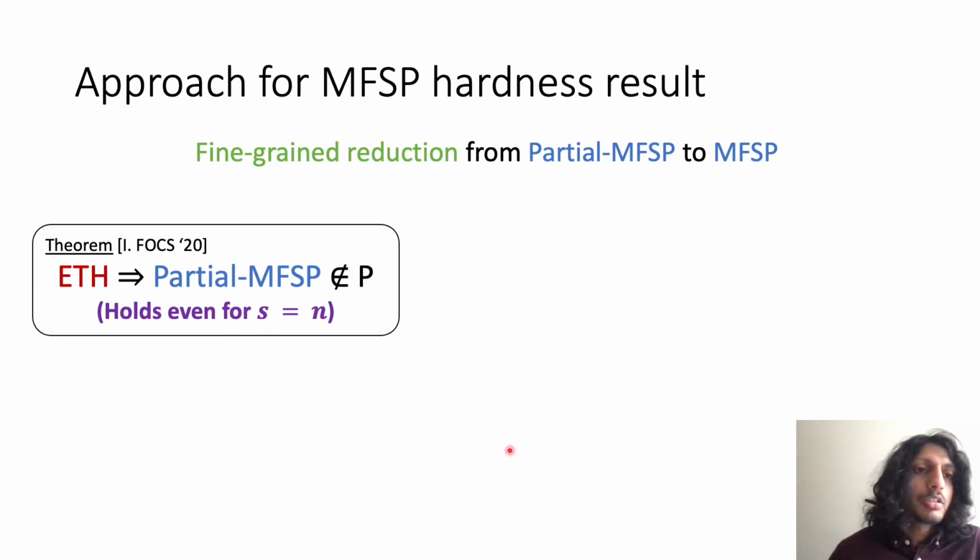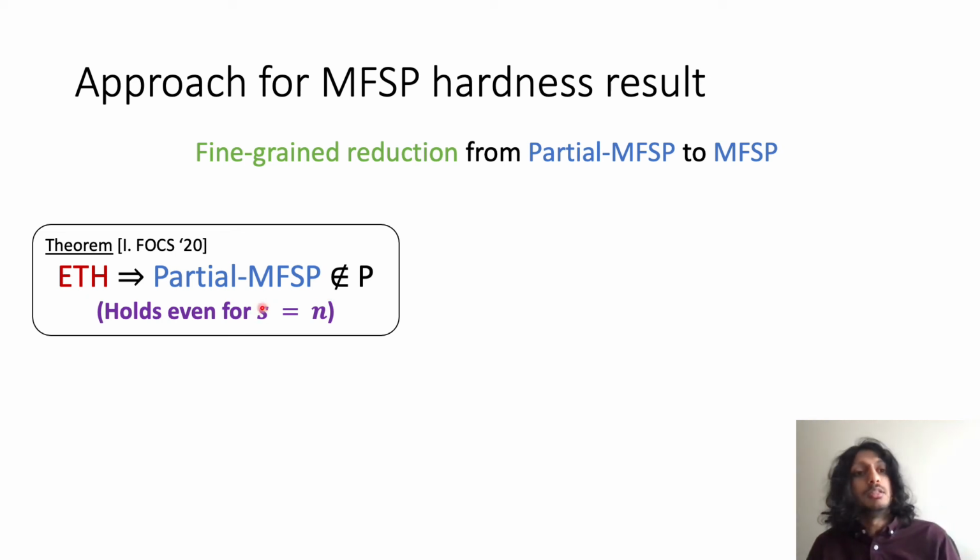So as I mentioned earlier, there was this prior work that showed under ETH that the partial function version of MCSP is not in P. It turns out if you look at it, that also works for the minimum formula size problem, and then crucially, it holds even when the size parameter S is very small. So under ETH, solving the partial function version of the minimum formula size problem is not in P even when the size threshold is equal to n. So even when the size threshold is very small.